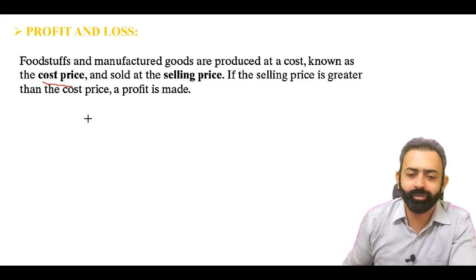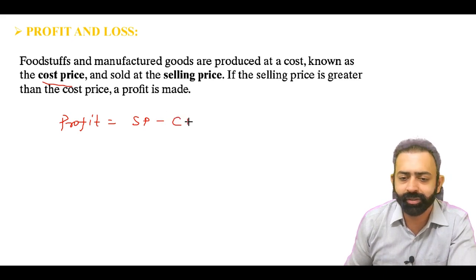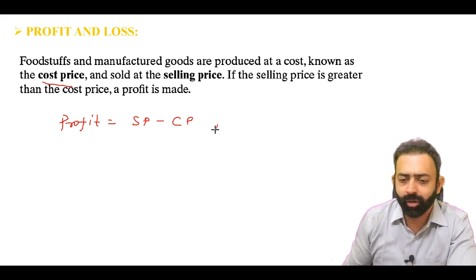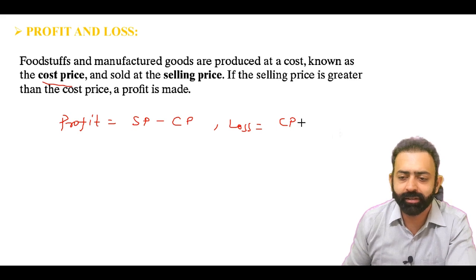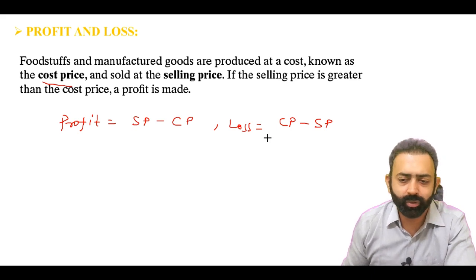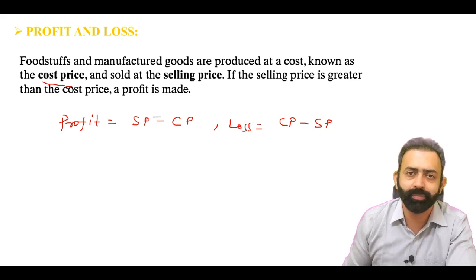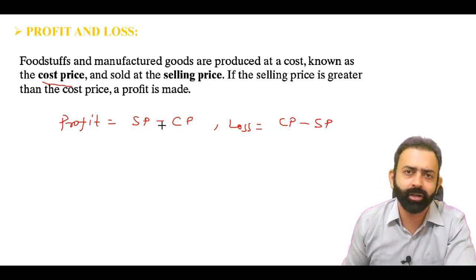So what is a profit and what is a loss? In simple language, we say that the profit is selling price, denoted by SP, minus cost price, denoted by CP. Similarly, loss is when the selling price is lower than the cost price, so we subtract the selling price from the cost price. There is no difference as such between subtracting SP from CP or CP from SP. So normally we take SP minus CP both for profit and loss.